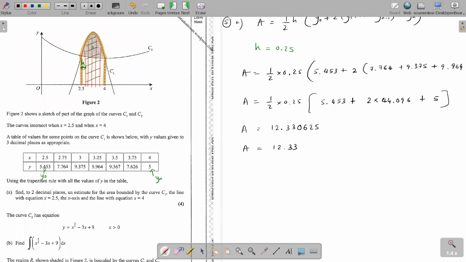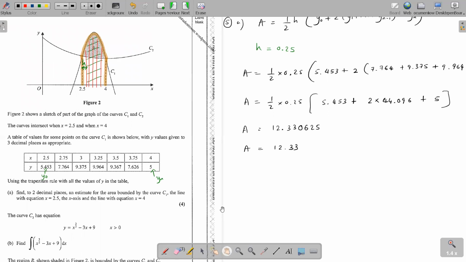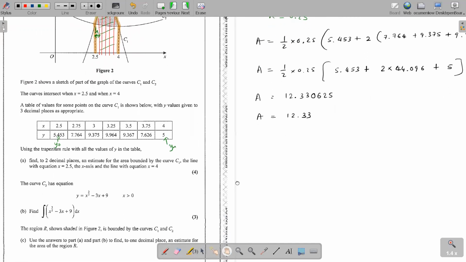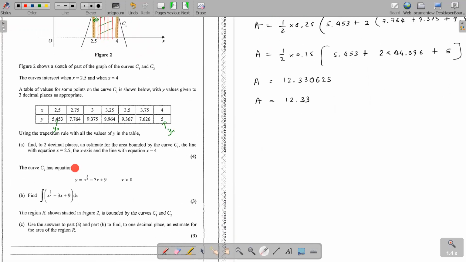Okay, so that's the end of part A. So the approximate area under the curve C1 in between these two x values, the area that I've colored, is 12.33. So moving on to part B. The curve C2 has equation y equals x to the power 3 over 2 minus 3x plus 9. Find the integration. Okay, so we just need to simply integrate. So let's go on to part B.